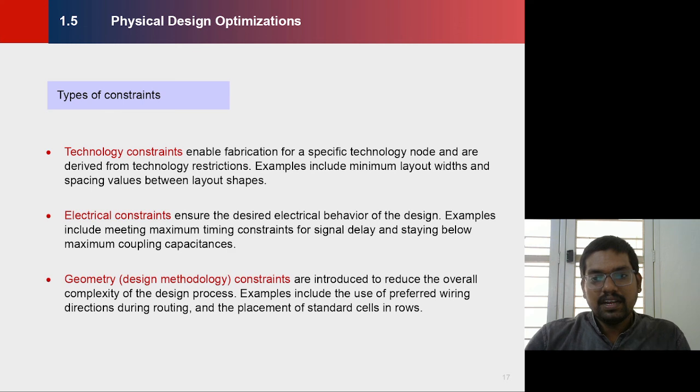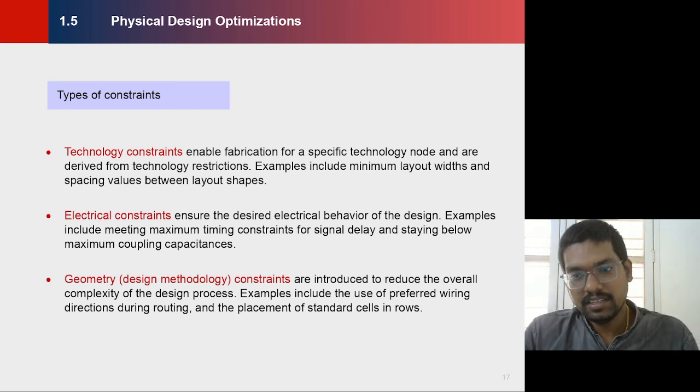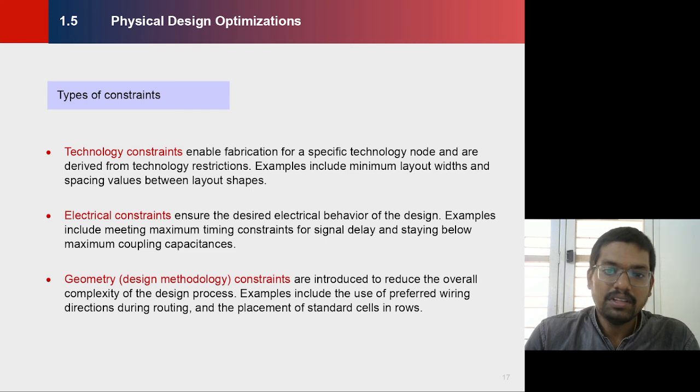So what are the physical design optimizations? We have three different types of optimizations: technology constraints, electrical constraints, and geometrical constraints. Technology constraints depend upon the minimum layout, that is, the technology node being used. Electrical constraints depend upon the timing, the signal delays, and staying below the maximum coupling capacitances. And the geometry constraints are included to reduce the overall complexity of the design process, that is, preferred wiring directions during the routing.